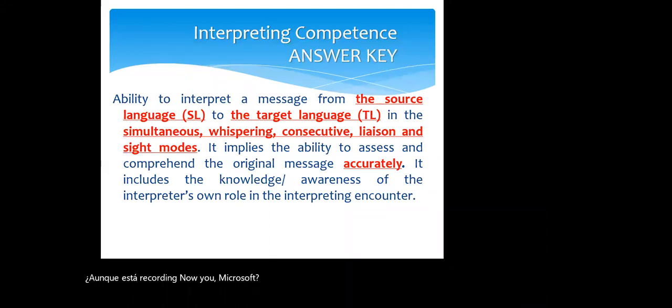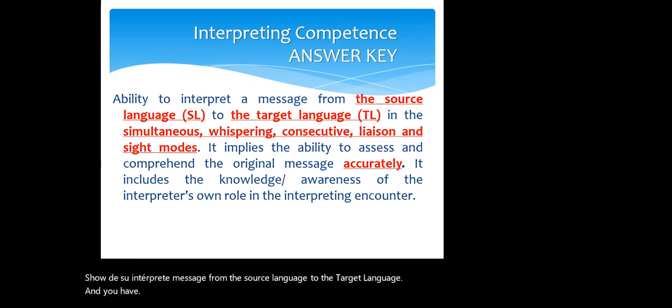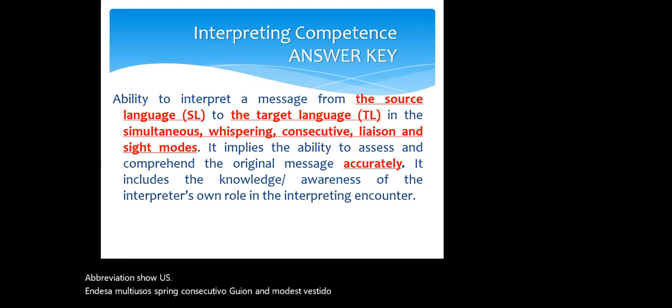So this is an answer key. Of course, this is not the only answer possible. So this is what we put together. It's the ability to interpret a message from the source language to the target language. And you have abbreviations that we use in the simultaneous, whispering, consecutive, liaison, and sight modes, because those are the interpreting modes.